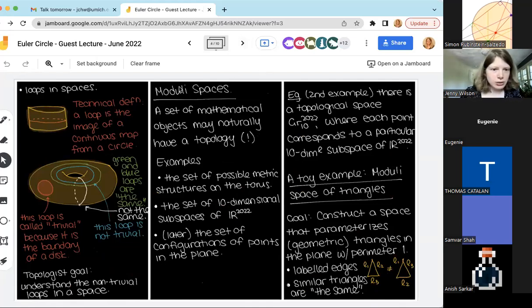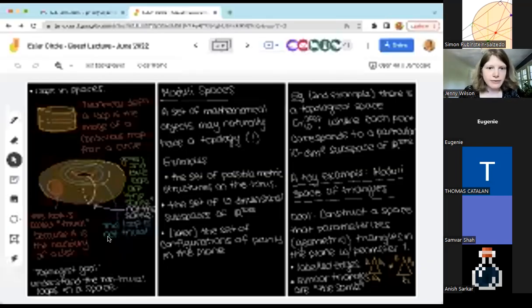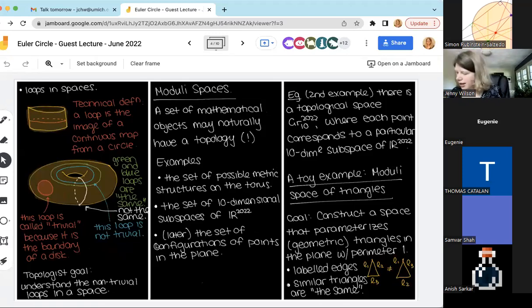Cool. So where were we? Oh yes, we were talking about loops. Oh, and then we were going to talk about moduli spaces. So I'm back, I think, on page 4 of the Jamboard. And right, this is specializing a little bit more towards my own area of research. Hopefully eventually I will actually have time to talk about configuration spaces a little bit. But in that direction, they are examples of moduli spaces. So let me say something about what a moduli space is.